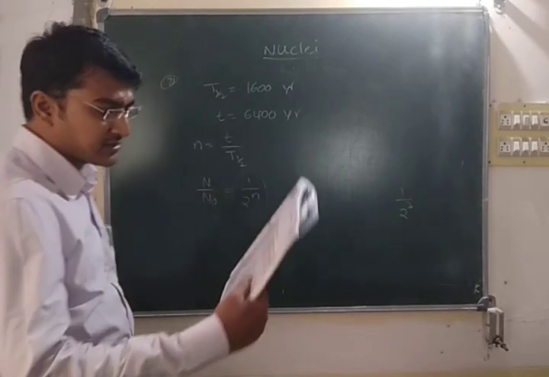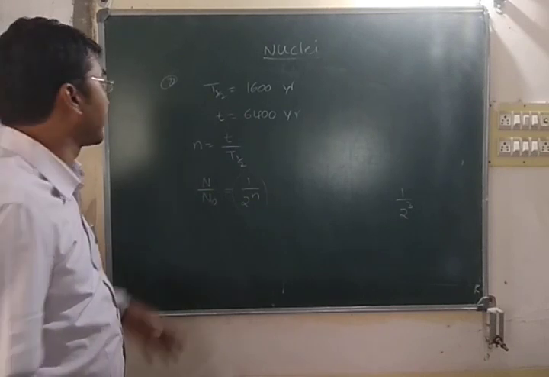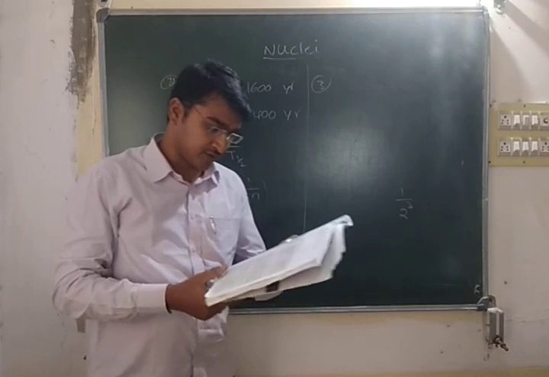So the answer is 1 by 16 only. Simple, see, this is a formula. Okay, next. You see, by seeing the 2 to the power of 3, you come to know that one.